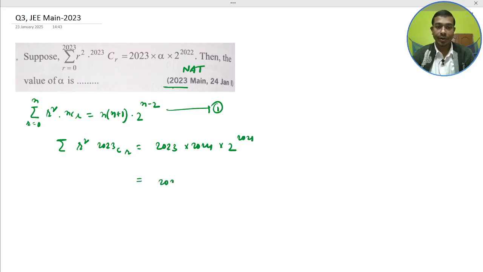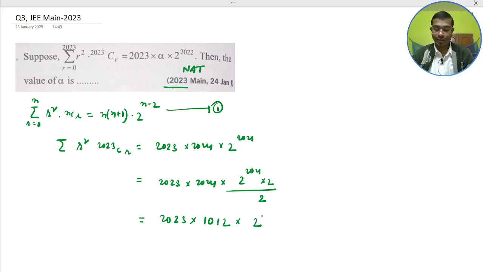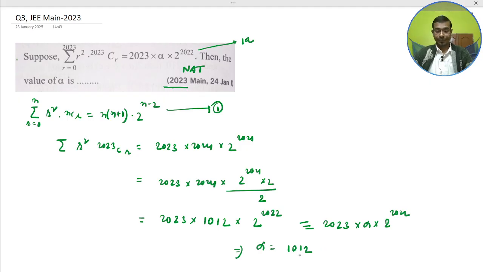So this would be what? 2023 into 2024, I just write 2 to the power 2021 into 2 divided by 2, just multiply with the numerator and divide with the denominator. So this would be 2023 into 2024 by 2, which means 1012, into 2 to the power 1 plus 2021, this would be 2022. Just compare with the equation 1a that is given, 2023 into alpha into 2 to the power 2022, that implies that alpha would become 1012. So 1012 would be our answer. The alpha is 1012.